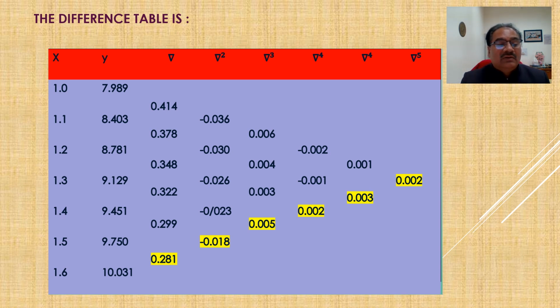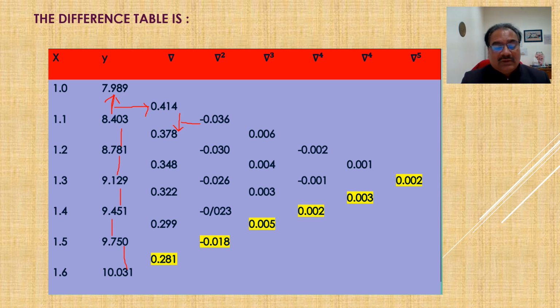Here y is given, and del y is the difference between successive values. Similarly, this difference is 0.378, then 0.348, then 0.322 and 0.299, and this difference is 0.281. Again, similarly, this difference is minus 0.037, as this is 0.414 minus 0.378. Similarly this minus this gives again a value, minus 0.030, then minus 0.026, and minus 0.023, and similarly you will get other values.